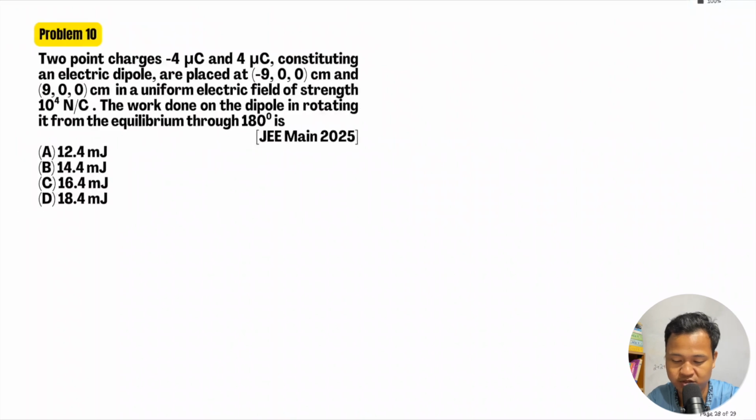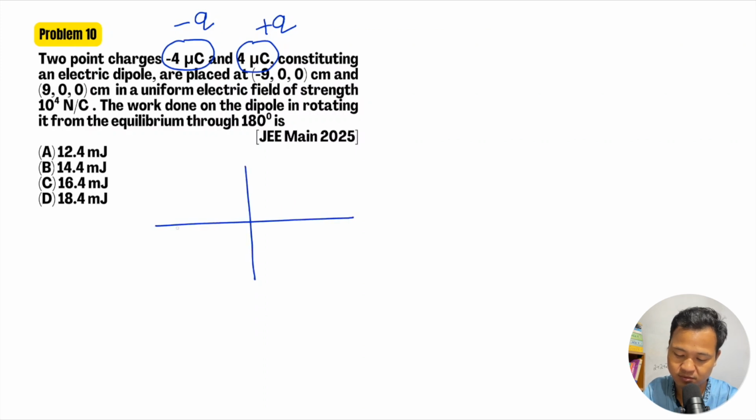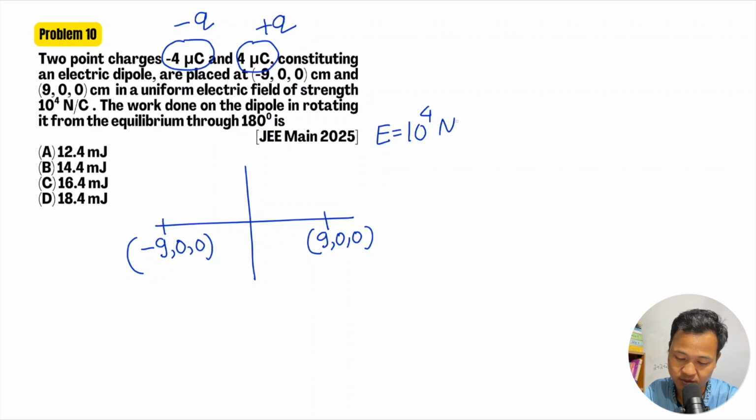I think we have two questions. Two point charges of minus Q and plus Q, constituting a dipole, are placed at minus 9, 0, 0 and plus 9, 0, 0 in a uniform electric field of strength 10 power 4 Newton per coulomb. Find the work done on the dipole on rotating it from equilibrium through 180 degrees.